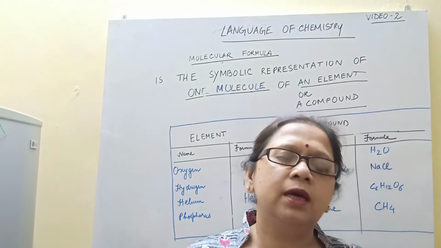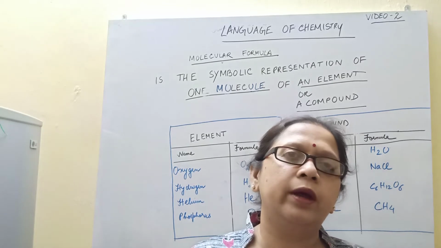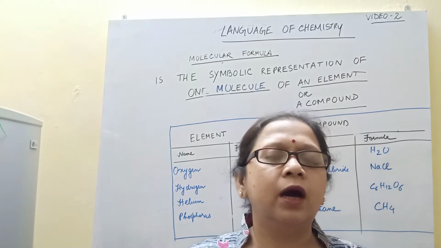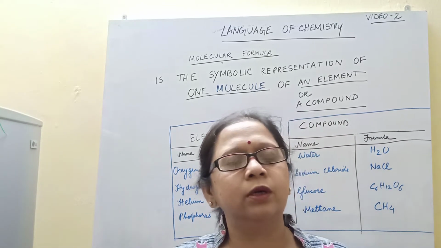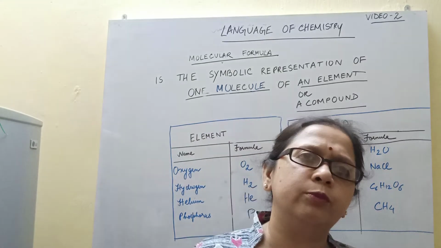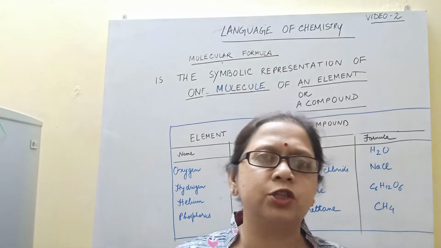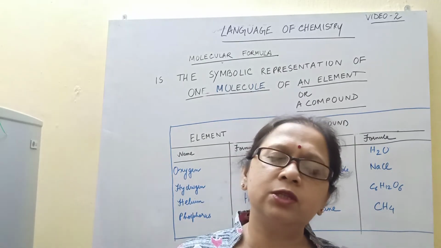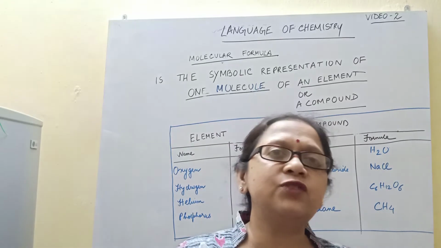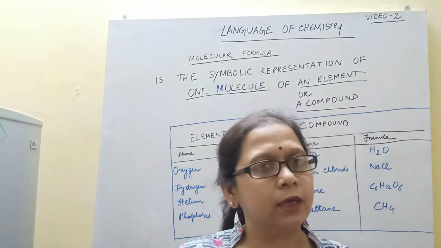Welcome students. This is the second video of Language of Chemistry where we are going to see how to write the molecular formula of an element or a compound. Now what is molecular formula? Molecular formula is a symbolic representation of an element or a compound. So it stands for one molecule of either an element or a compound.